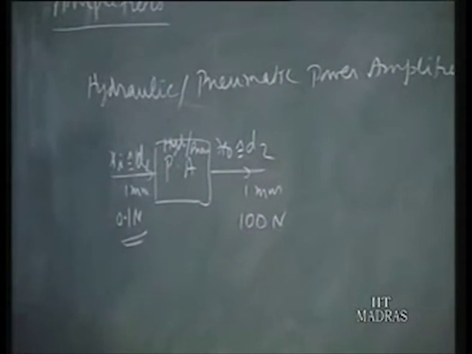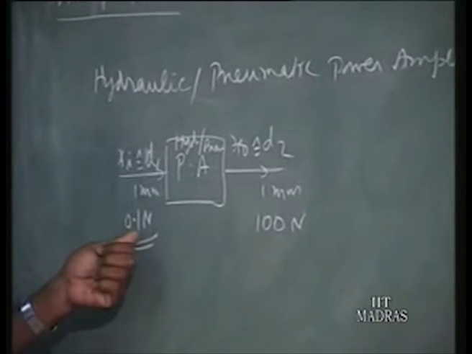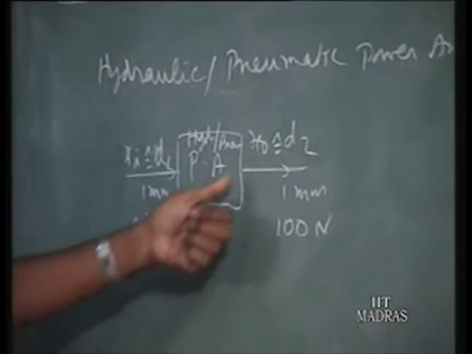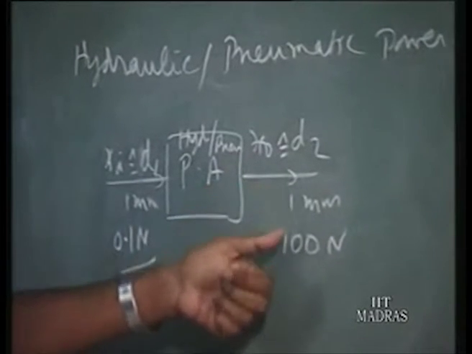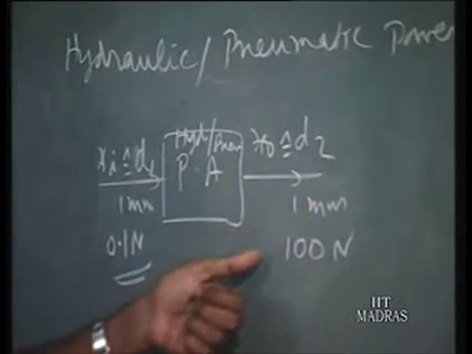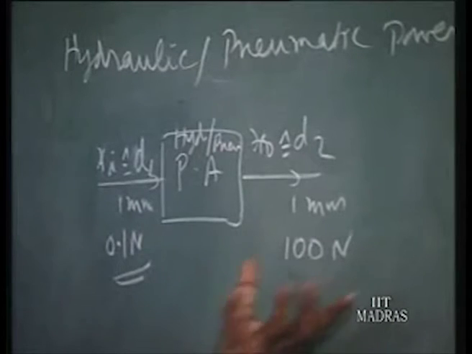This 1 mm input displacement had a force of only 0.1 Newton, whereas the output signal, even though it has moved 1 mm, has done so with a large force of 100 Newton.